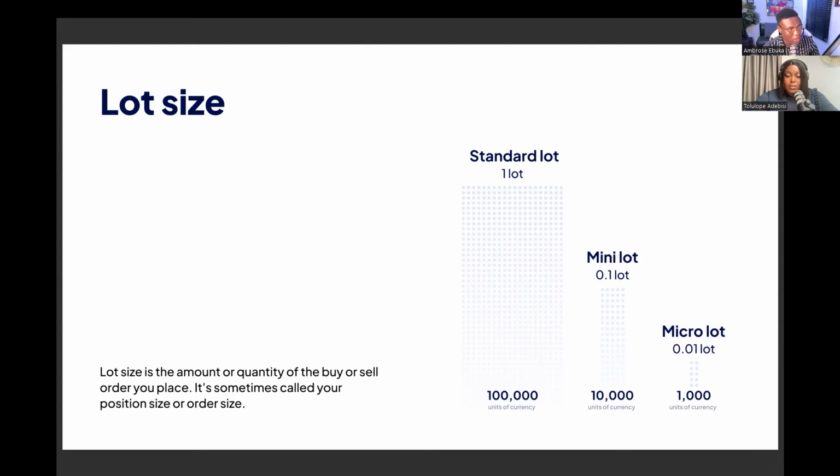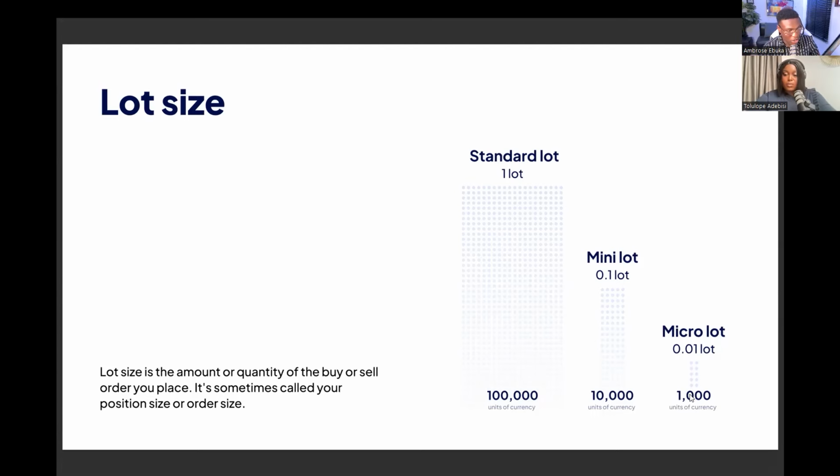Now we have three main types of lot size. We have the standard lot, the mini lot, and the micro lot. We also have something called the nano lot, but that's smaller and it's not popularly used in the Forex market. The popularly used ones are the standard, the mini, and the micro. Now the micro has 1,000 units of a currency for 0.01 lots. The mini lot 0.1 has 10,000 units of a currency, and the standard lot, which is identified as 1 in your MT4 or your Octa trading app, has 100,000 units of a currency, right?